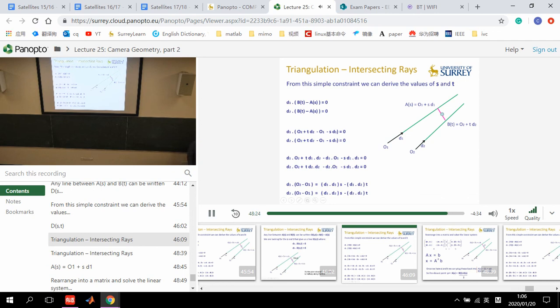And although it looks like there are a lot of terms here, remember that these d1s and o1s and d2s and o2s are all constants that we've obtained from our purple box. Yeah? So we have two equations and just two unknowns.